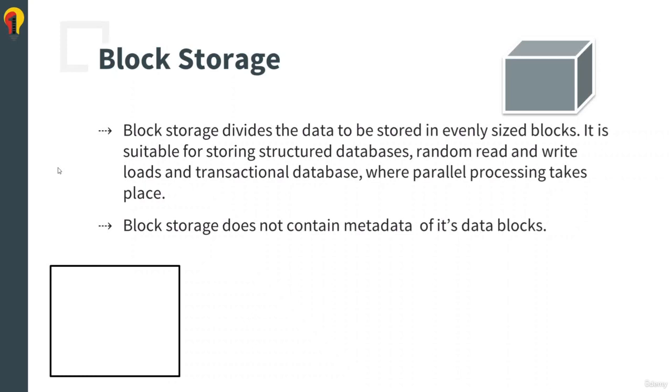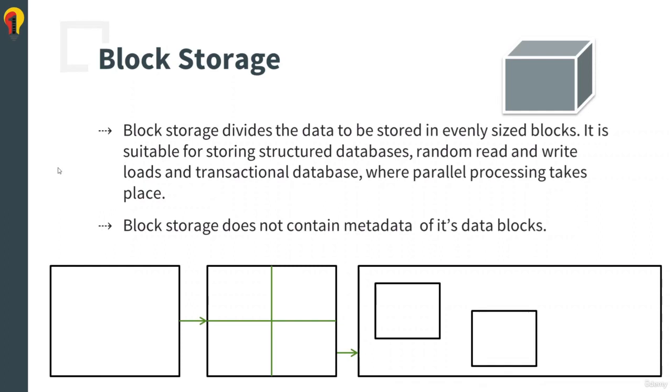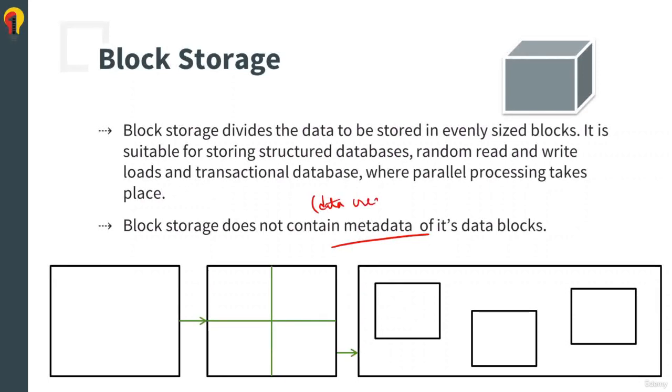Okay, so suppose we have a block of data. In block storage, the data is evenly divided into chunks first and is then stored randomly. Block storage does not contain metadata of its data blocks. Metadata means the properties a data carries. For example, when the data chunk is created, when it is modified, or even its content type. So, block storage only keeps the address of where the blocks are stored.